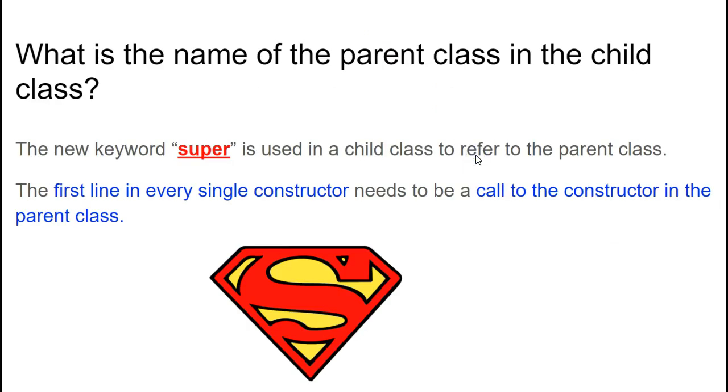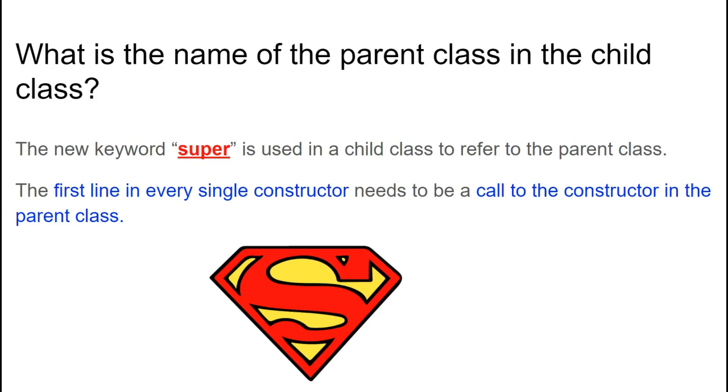So when you're in a child class, what is the name that you would use to refer to the parent class? And that answer is a new keyword called super. So in the child class, if I use the keyword super, I am referring to that child class's one and only one parent class.